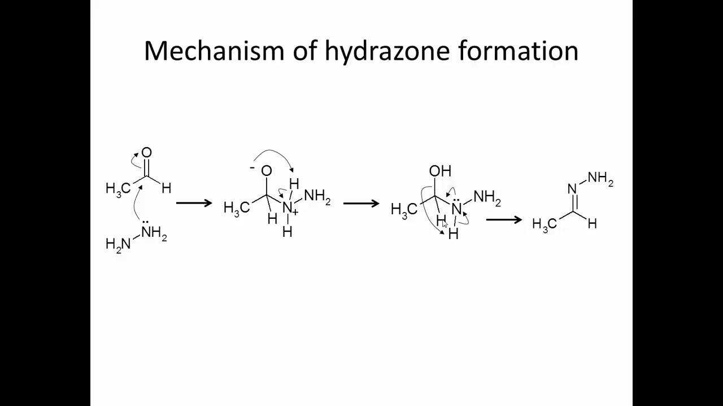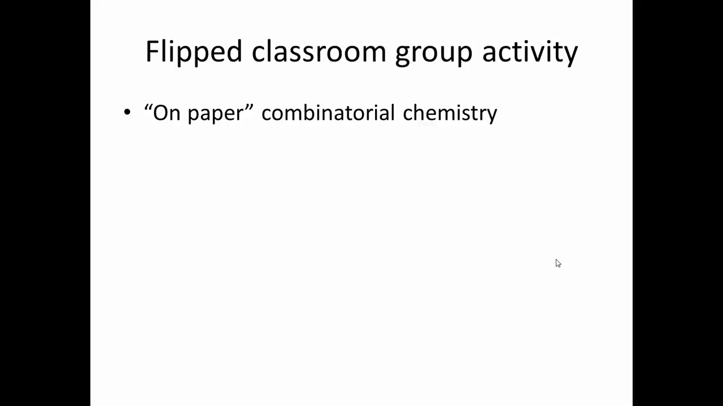And then the electrons that are in this bond here will donate to a hydrogen, a proton, and that's how the water gets kicked off. These electrons in this bond go to the nitrogen. The electrons in this bond go to forming that double bond that makes up the hydrazone here. And then we have our hydrazone right here. So it's a relatively straightforward mechanism of hydrazone formation.